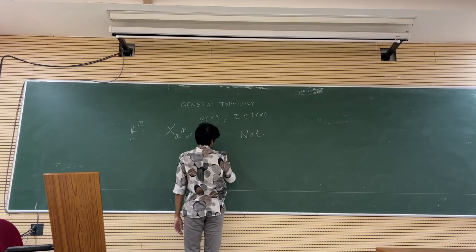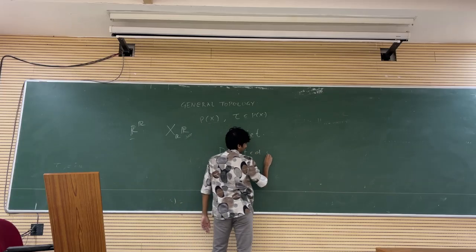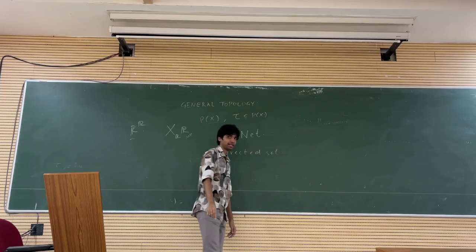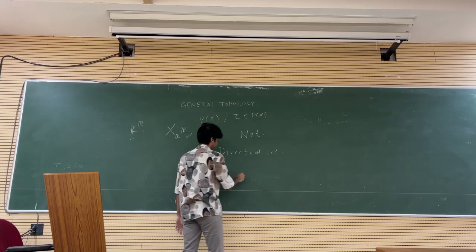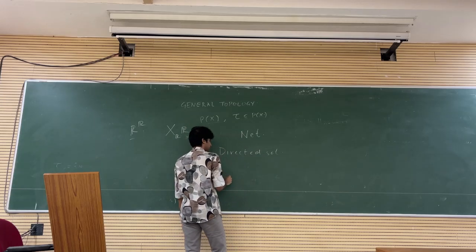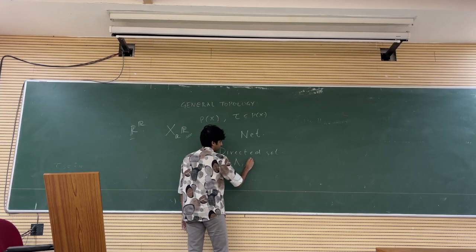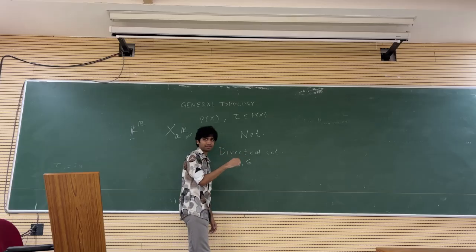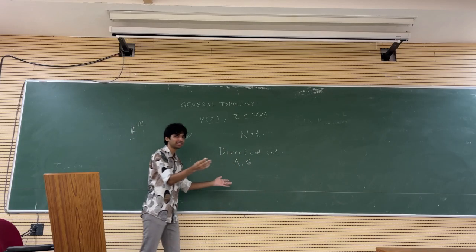Before net, we need to define something which is called a directed set. Does anyone know what a directed set is? Any graph theory students? No? Okay. So a directed set is a set with a preorder. I'll define whatever. So there's some order on this. Some less than or equal to sign is there, which works.